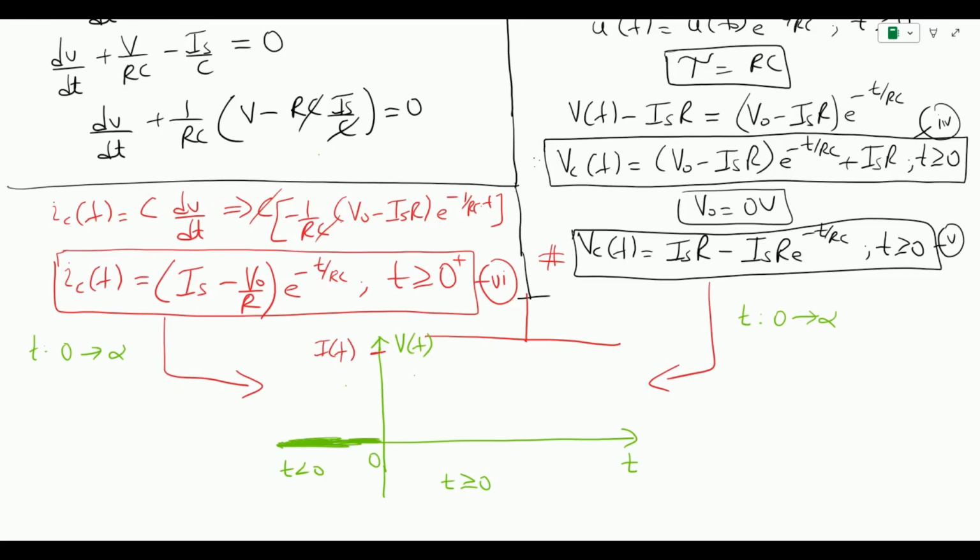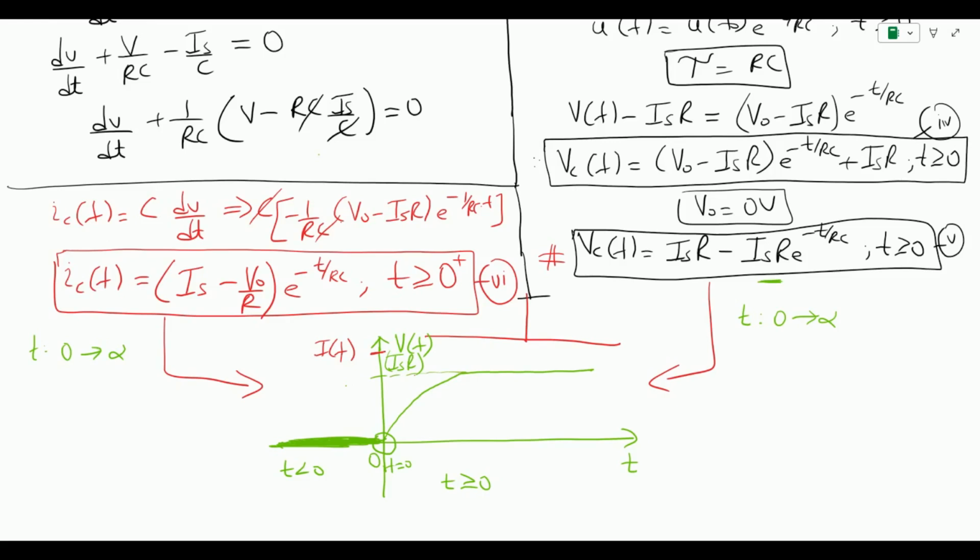It's a flat line. Now if we come to the point at t equals 0, we get a value of 0 because this equation will become 0. If we put time equal to infinity, the maximum value we get for the voltage is going to be Is times R. So we can say that the voltage is going to be a rising function. It is going to be something like this.